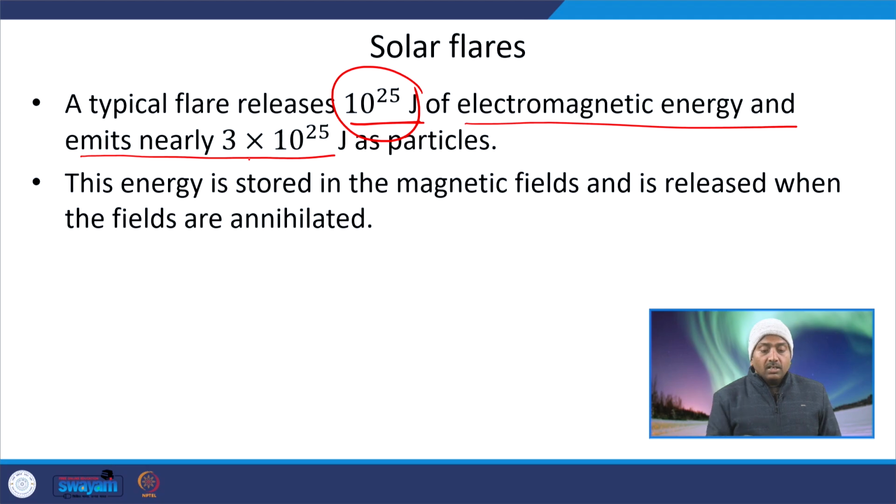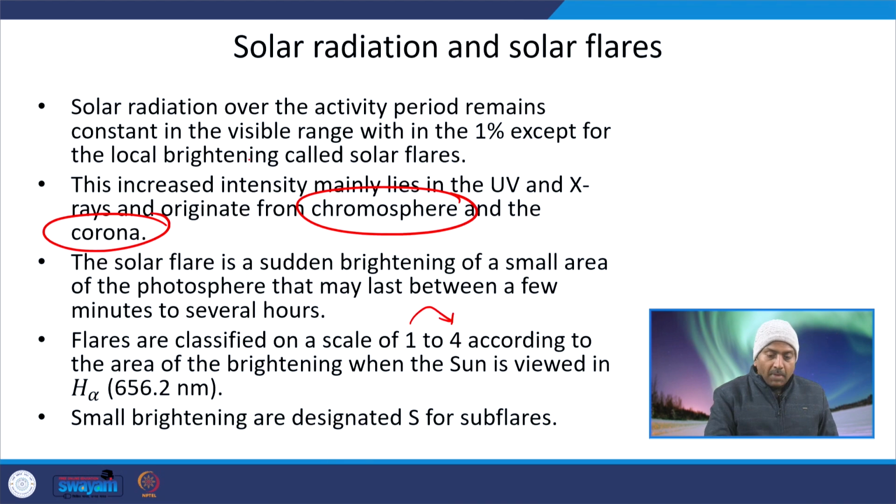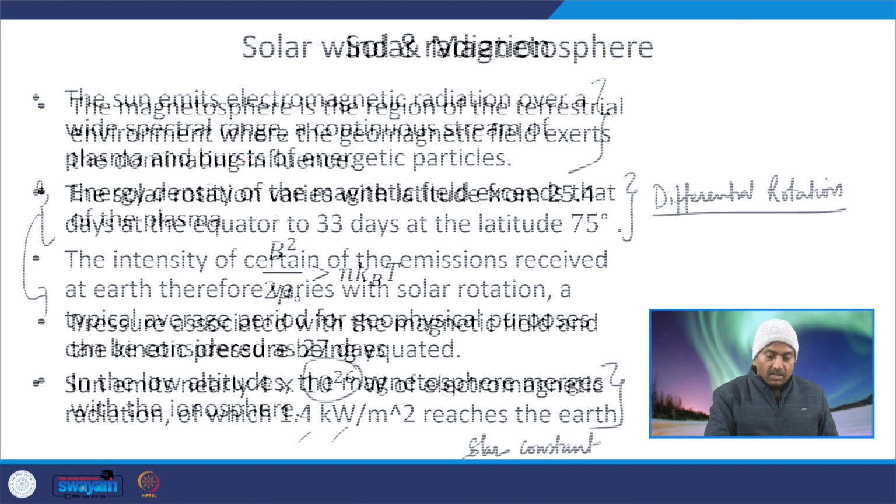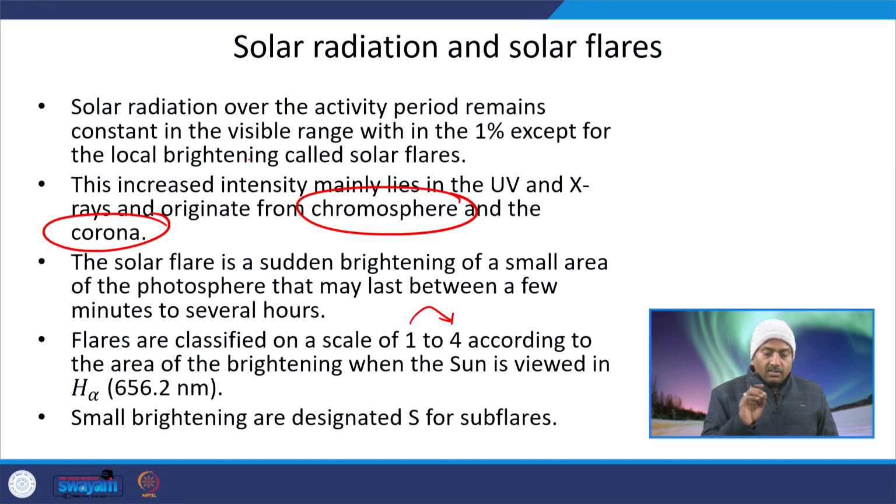Okay. So this energy is stored. How is this energy coming out? This energy is stored in the magnetic fields, and it is released when the magnetic fields are annihilated. Okay. We will look at this mechanism, which is a very simple model to understand the flare evolution or the flare appearance. Okay. So just looking back at some very basic characteristics of solar flares, it is just a brightening.